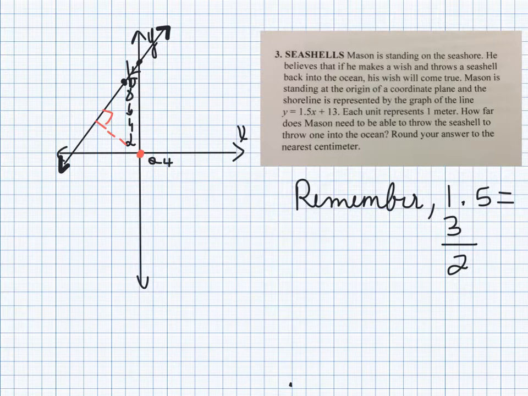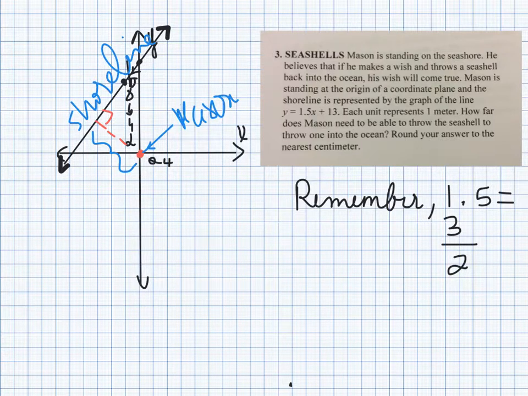And then it says, how far does Mason need to be able to throw the seashell to throw one into the ocean? So what we're looking for is the perpendicular distance between where Mason is. So this is where Paul is, not Paul, Mason. I don't know why I keep calling him Paul. So Mason is at the origin, and this is the shoreline. So I've drawn this right here, which is your perpendicular, okay?